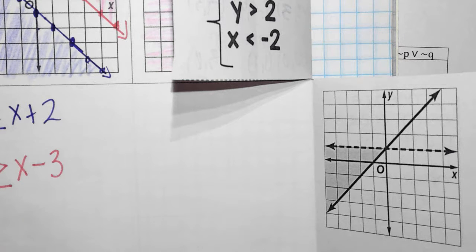How'd you get that last number on the question? That's the y-intercept, so where it crosses the y-axis. Okay.